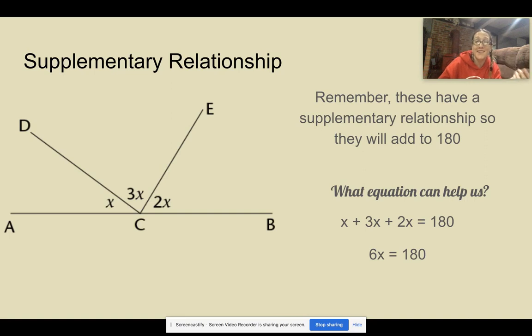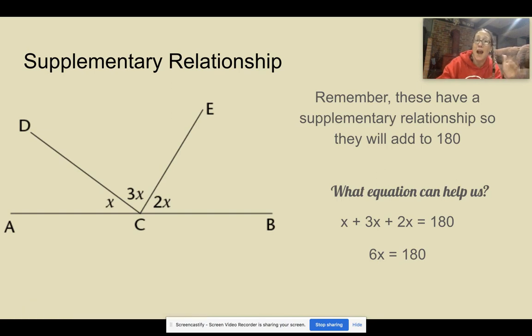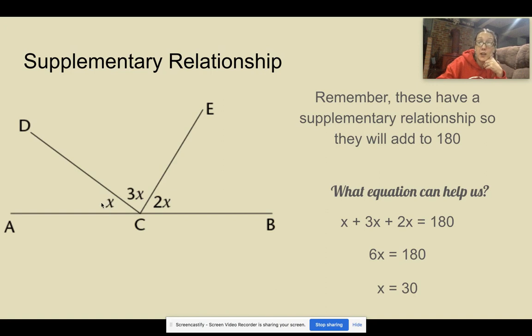So that means 6 times x is 180. Okay? So this right here is multiplication, 6 times x. So our inverse operation is division. We're going to divide by 6 on both sides, which is going to tell us that our x value is 30. That means that this x angle is 30.